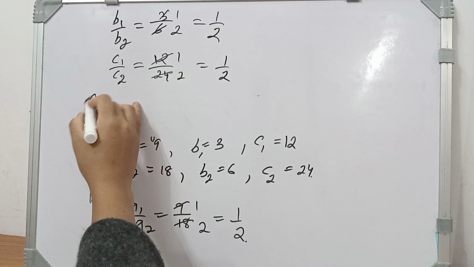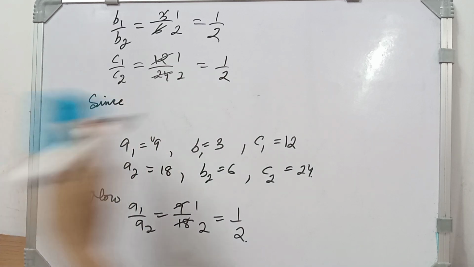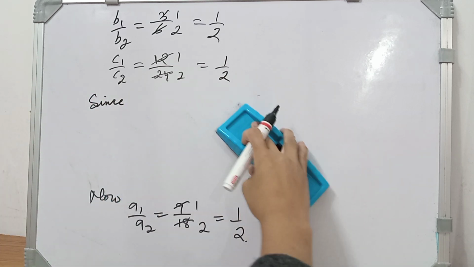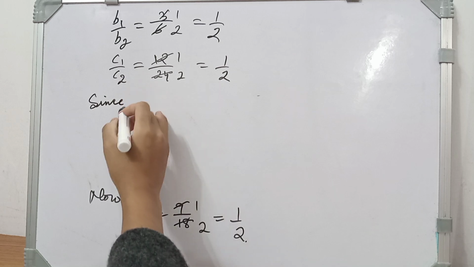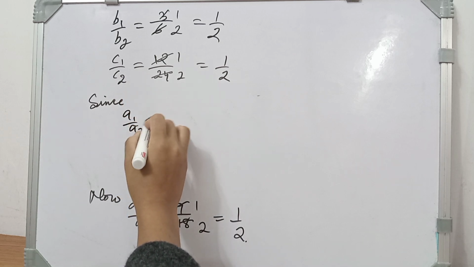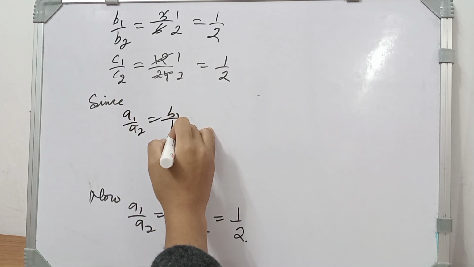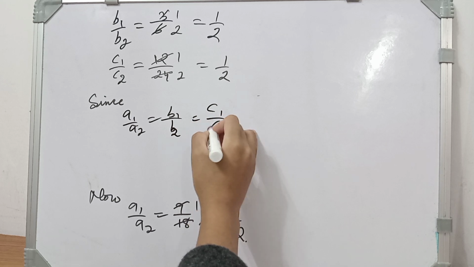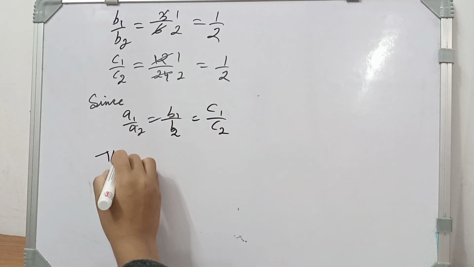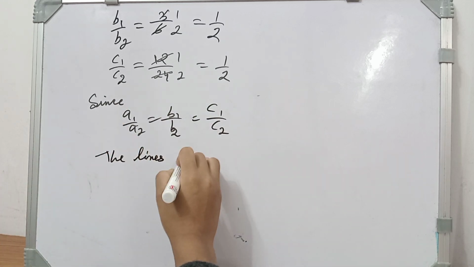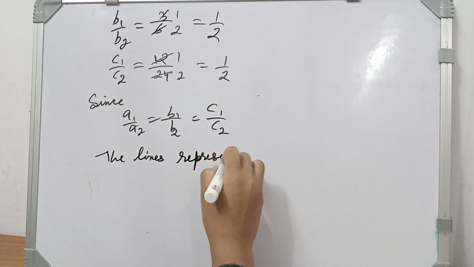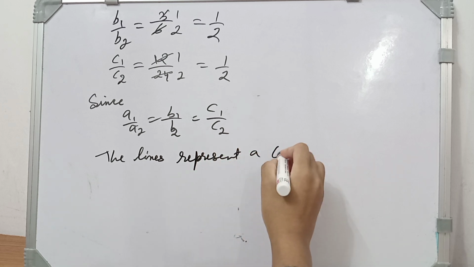Since a1 by a2 is equal to b1 by b2 is equal to c1 by c2, the lines represent a coincident line.